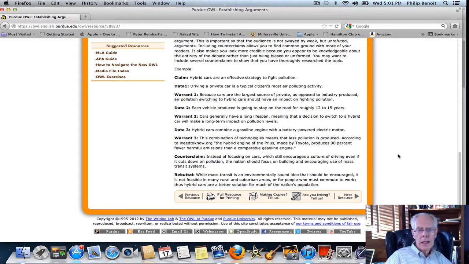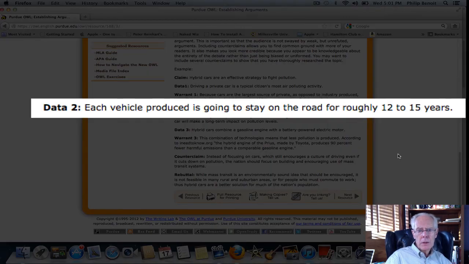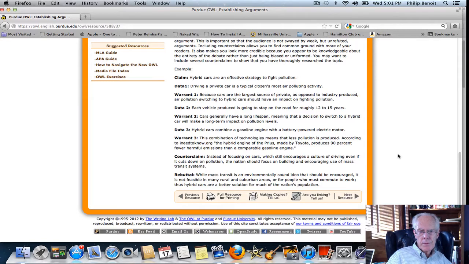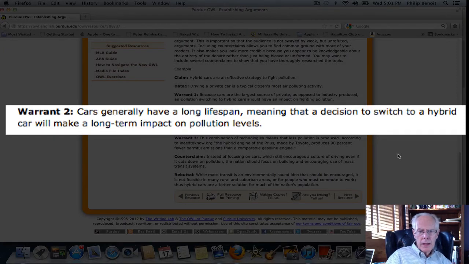data supports the claim. Now, data 2 is another point here that says each vehicle produced is going to stay on the road for roughly 12 to 15 years. Okay, so we're making another point that talks about hybrid cars as an effective strategy. And our data point is just laid out there. Average vehicle is going to stay on the road for about 12 to 15 years. How does that link to our claim? Well, Warrant 2 explains that.